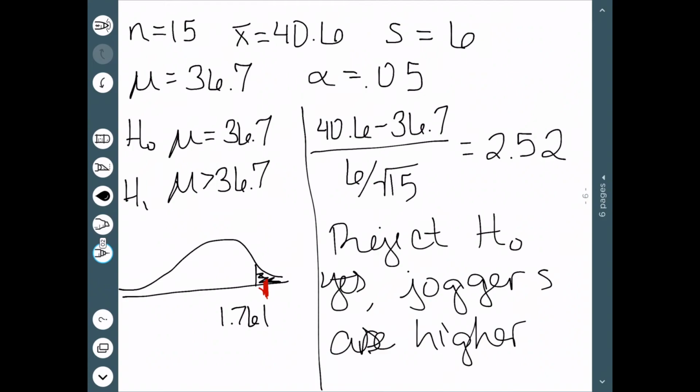So this was using the traditional method, and when we did hypothesis testing with the z-test, we had a traditional method and a p-value method. Unfortunately, the p-value method for the t-test does require some technology. If you want to, I highly suggest you Google doing a hypothesis test on a calculator, and it'll show you how to do that, but we will not do it here.